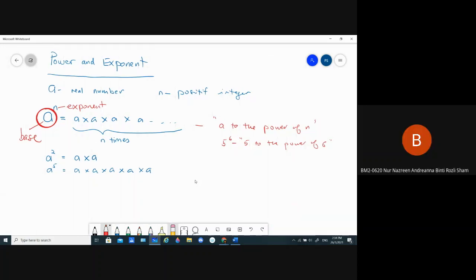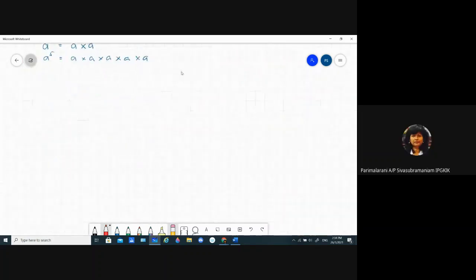Yes, madam. Okay, so now let's look at the laws of exponents. Let's look at several examples first before we go to the laws.